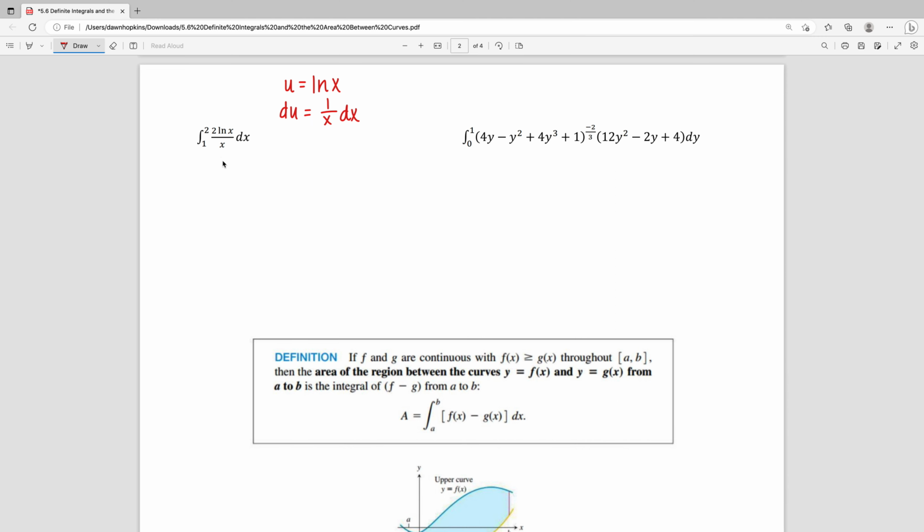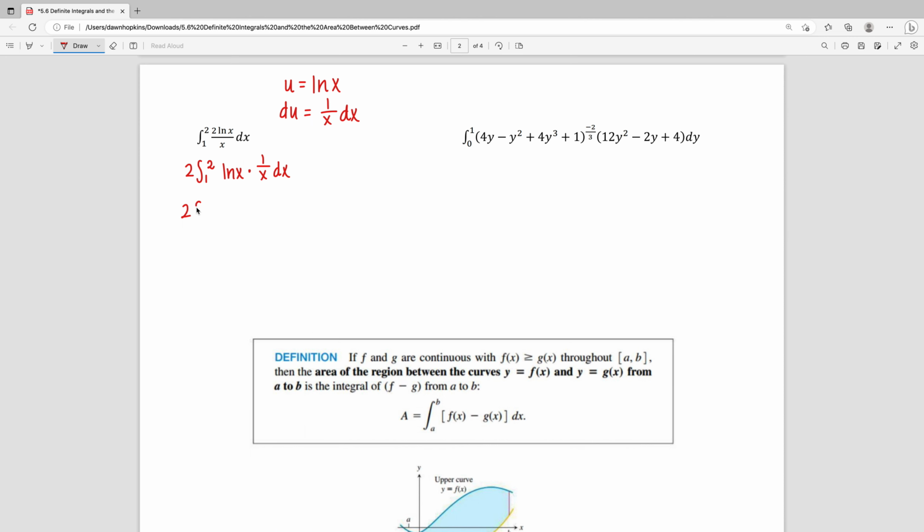This 2 inside the integral here, I actually don't need it. I'm going to bring it in front. And I'm going to slightly rewrite this. I'm going to write this as ln of x times 1 over x dx. So there you can very clearly see the u du. So when I do the u substitution, I'm going to also change my upper and lower bounds here.